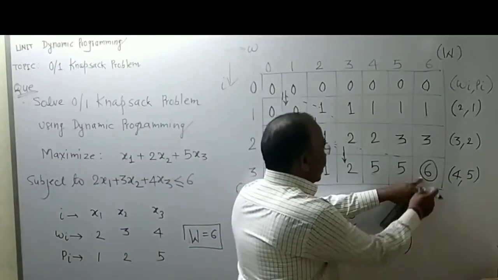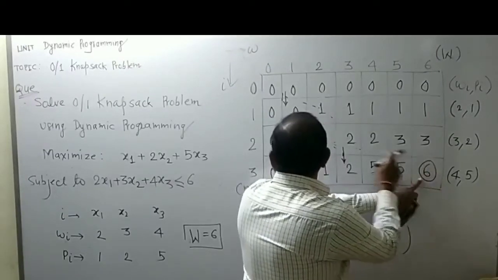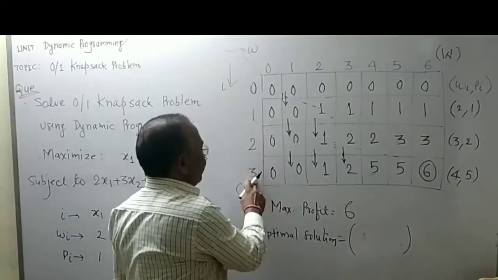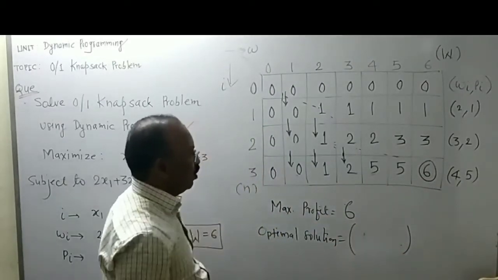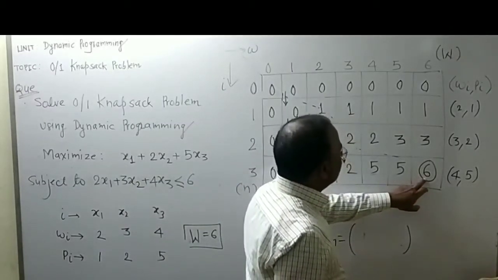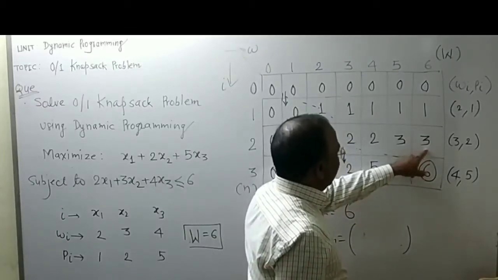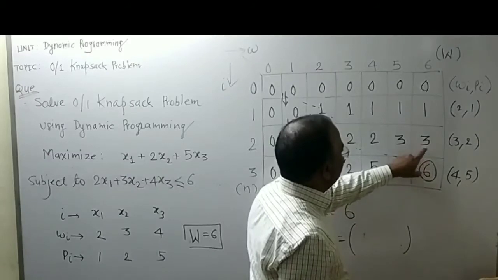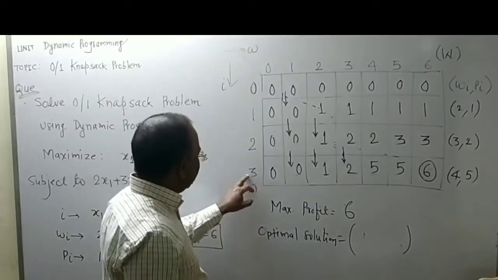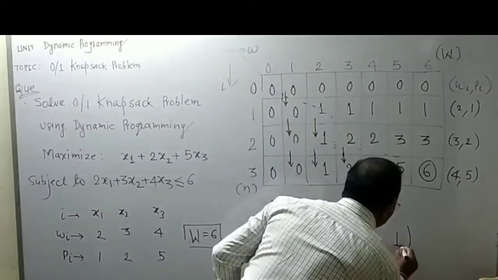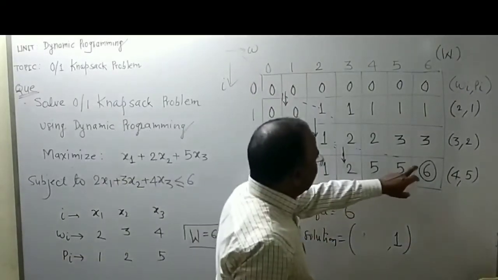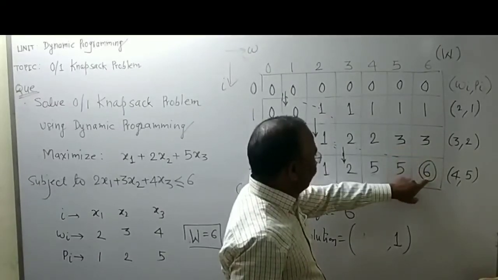Now here currently we are in the third row, means we have to check whether the third object can be included in the optimal solution or not. For that, compare the 6 with the value of the upper cell. Now if 6 is not equal to the value of the upper cell, then add 3 in the optimal solution. To add 3 in the optimal solution, we use the 1. Now here the upper cell value is not the same as the current cell value.